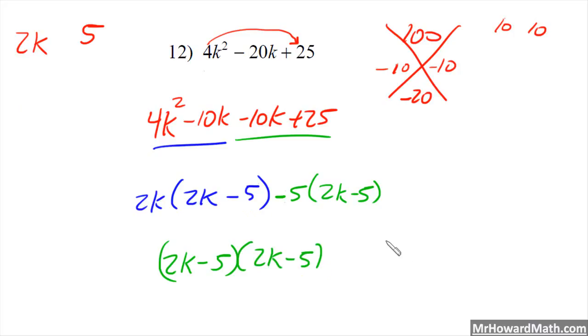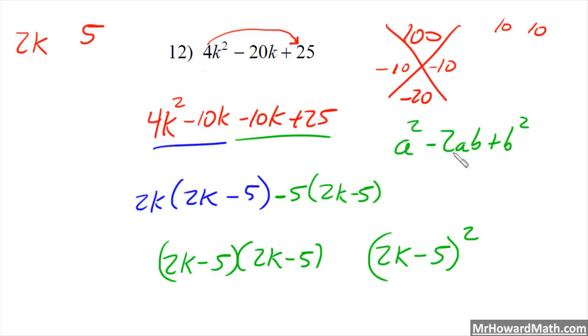And as discussed, the proper way to write that is 2k minus 5 quantity squared. And if you notice, the perfect square roots end up being the two terms inside the factor. Now, here is the pattern that we are looking for. It's going to be this, and this pattern is a squared minus 2ab plus b squared. Okay, that's the pattern.